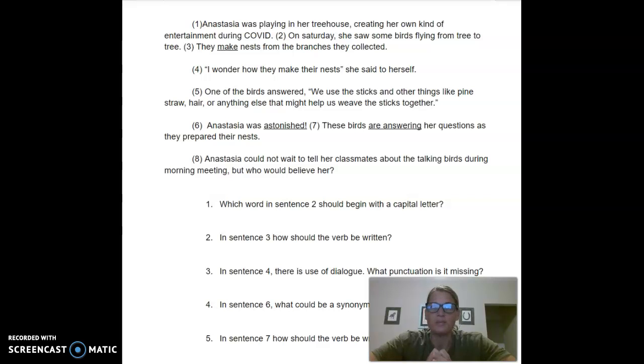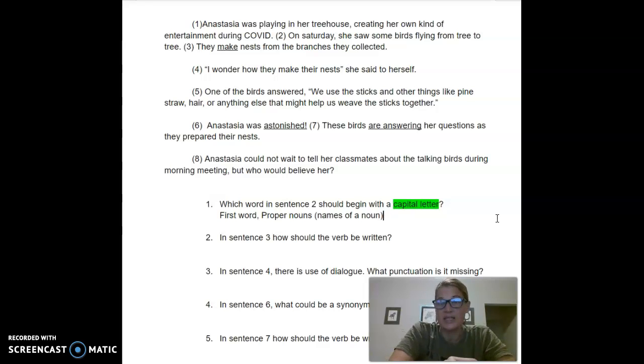All right, so question number 1 says which word in sentence 2 should begin with a capital letter. As I'm thinking about capital letters, friends, I'm asking myself, what are the rules about capital letters? Well, I know that the first word should be capitalized. I know that proper nouns, that's people, the names of a noun. So like a teacher is not a proper noun, but Dr. Hasty is the name of a teacher.